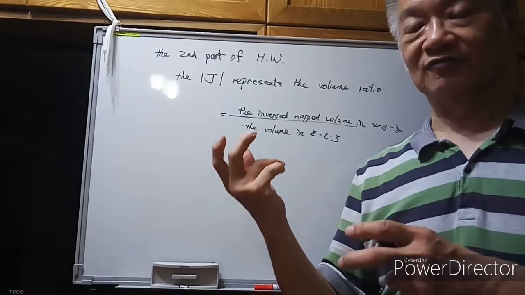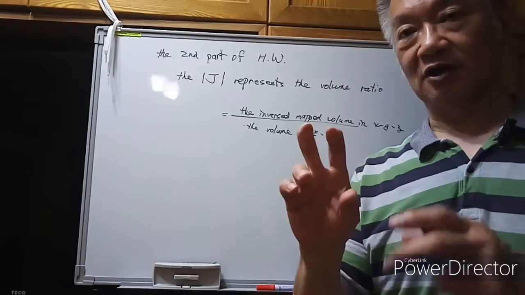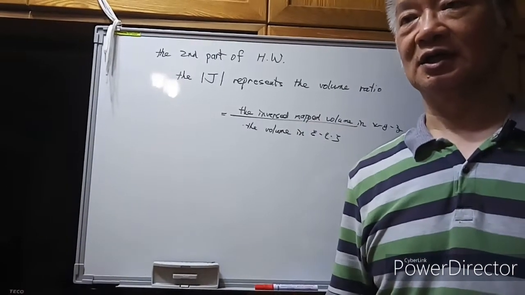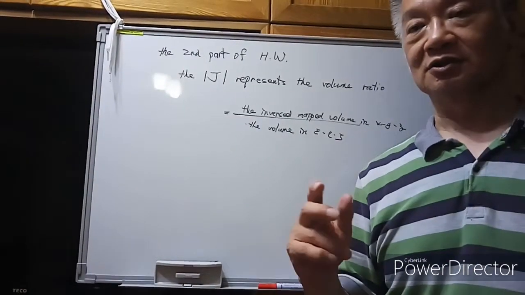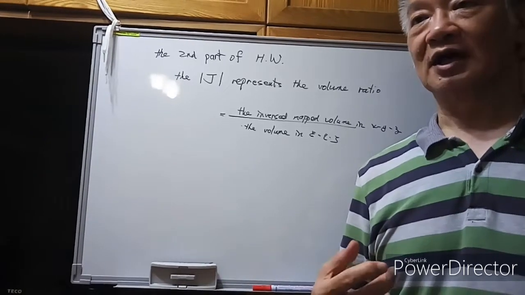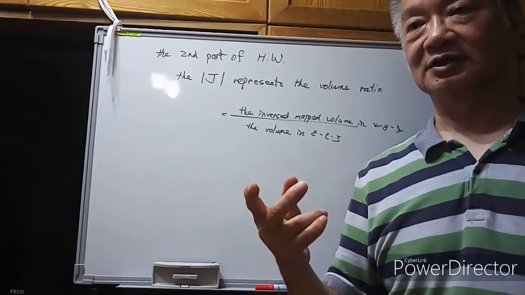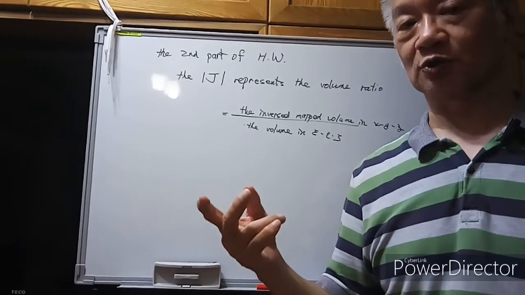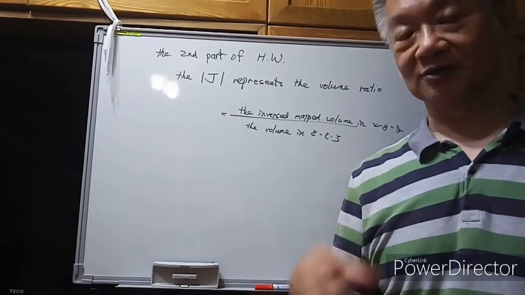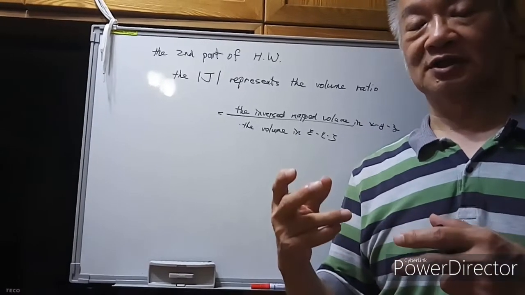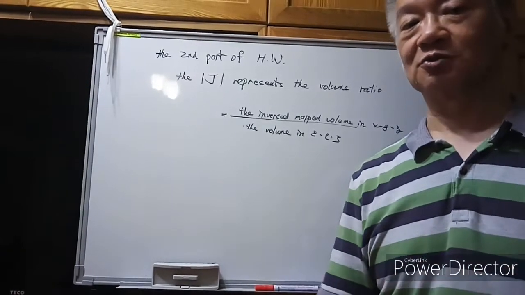And after we calculate the volume in these two spaces, then we can calculate the ratio of these two volumes. I mentioned that you can use the scalar triple product to calculate the two volumes. After you calculate the volume ratios, then you can calculate the determinant of the Jacobi matrix. Then you can prove these two are the same, and then you can get the conclusion. The Jacobian represents the volume ratio of these two volumes.